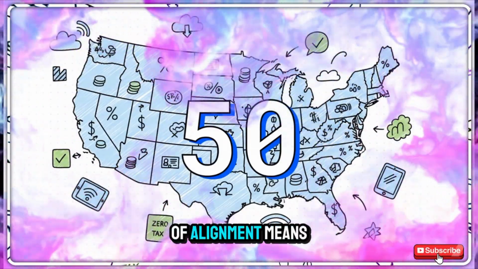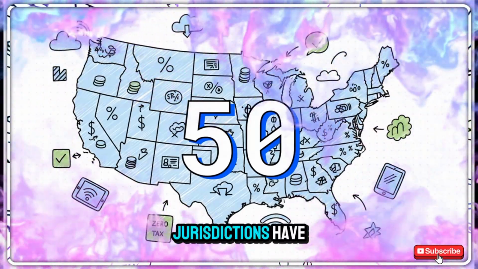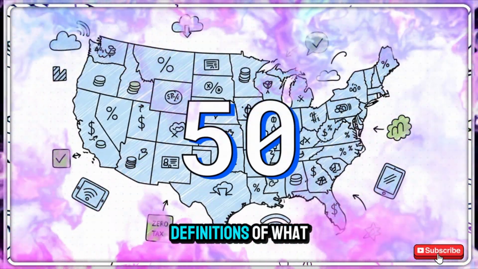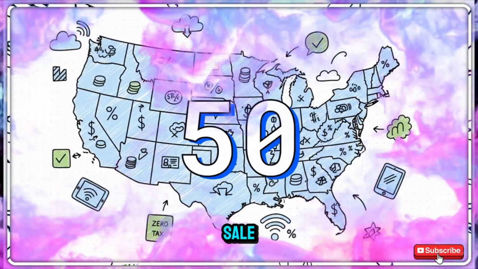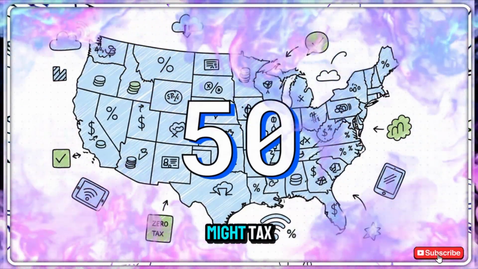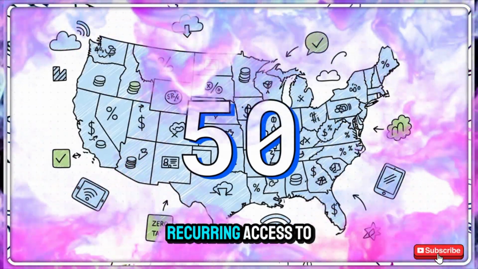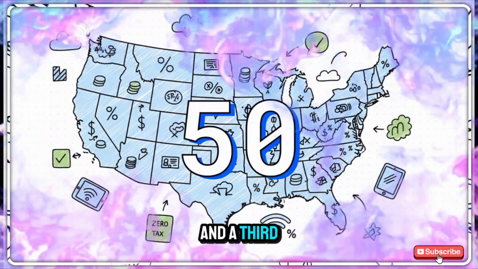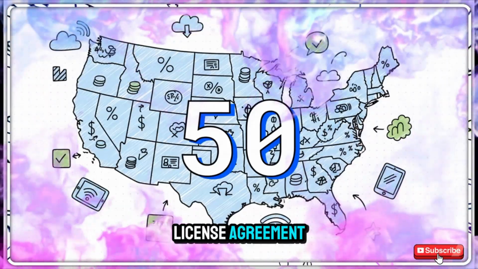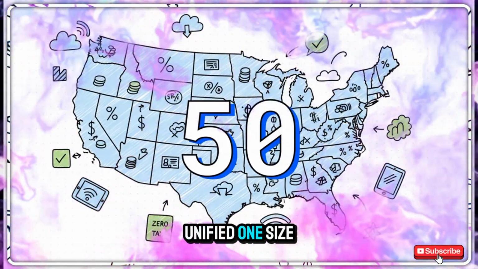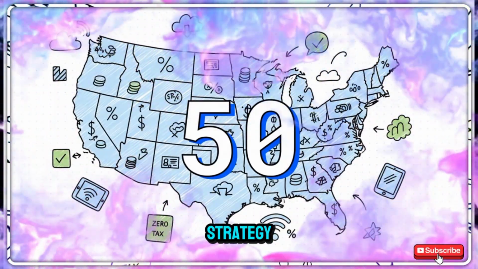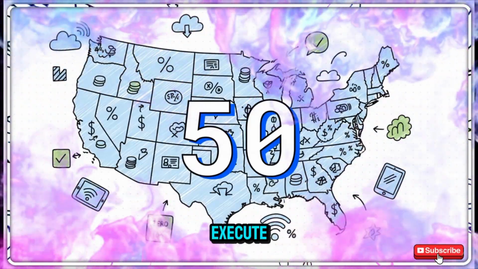This total lack of alignment means these 50 jurisdictions have entirely conflicting definitions of what even constitutes a sale in the first place. One state might tax the initial download of your software, another taxes the recurring access to it in the cloud, and a third taxes the ongoing license agreement. It makes a unified, one-size-fits-all national strategy utterly impossible to execute.